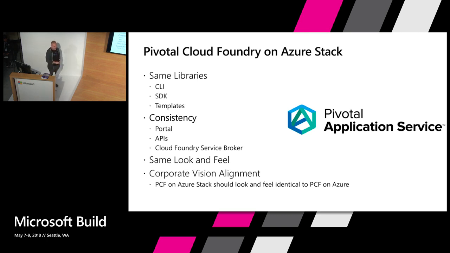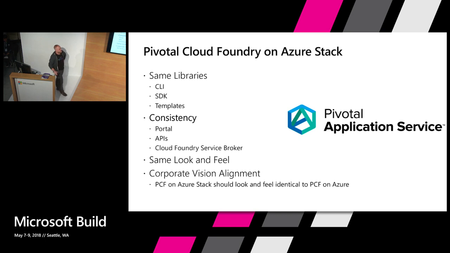So the focus with Pivotal Cloud Foundry on Azure Stack is all about consistency and sameness. So it's all the same libraries, right? It's the same CLI, it's the same SDKs for both Spring and .NET, and it's all of the same templates. So if you are defining your application manifests for Cloud Foundry on Azure, defining it for Cloud Foundry on Azure Stack, it's identical.